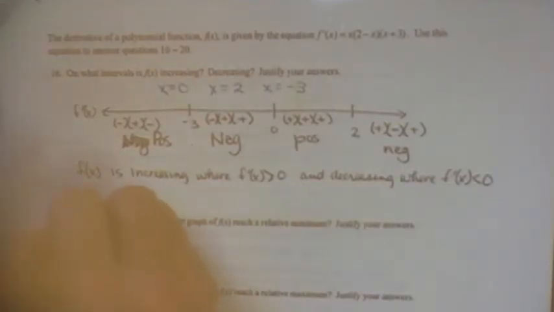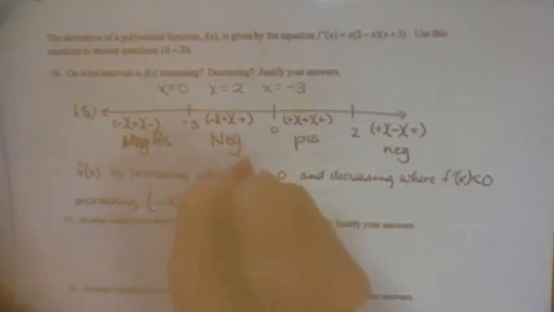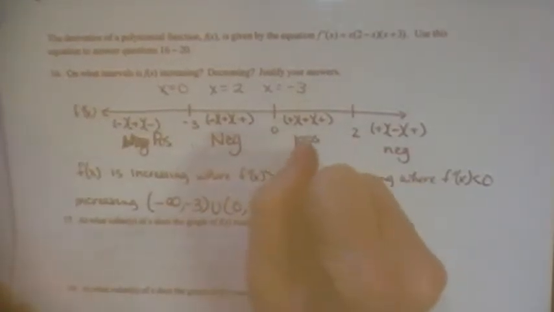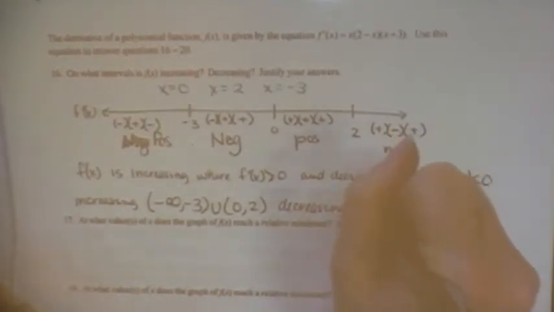So f of x is increasing where the derivative is positive and decreasing where the derivative is negative. So increasing on the interval of negative infinity to negative 3 and 0 to 2. And decreasing from negative 3 to 0 and 2 to infinity.